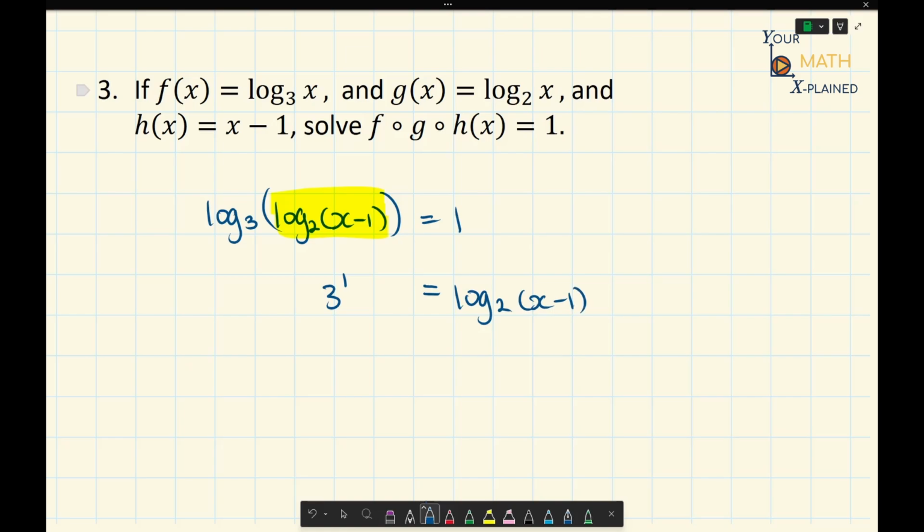So now 3 to the power of 1 is just 3, and we can go ahead and use the definition of a log again, and this time we have our argument, which is x minus 1. So then we're going to get 2 to the power of 3 is equal to x minus 1. So that means we're going to end up with x is equal to 9. Double checking to make sure our argument stays positive, which it is, so this here is our final answer.